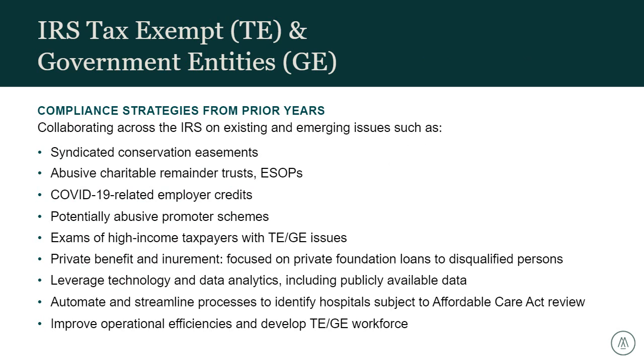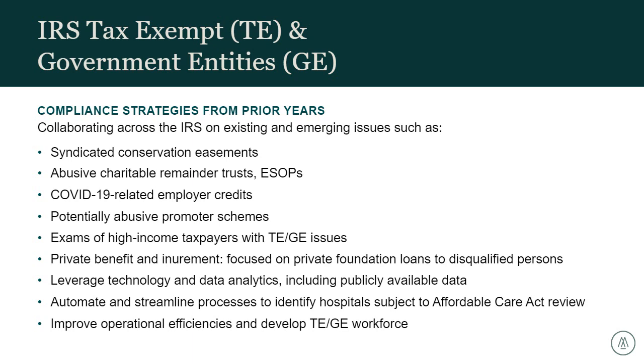So the compliance strategies from prior years were typically focused on syndicated conservation easements, abusive charitable remainder trusts, and COVID-19 related employer credits, and we'll cover those at the end, hopefully under hot topics. Also potentially abusive promoter schemes, which again, a lot of them were linked to the employer retention tax credits.